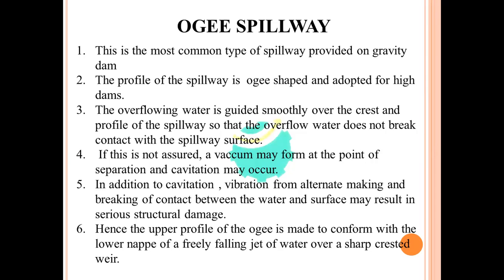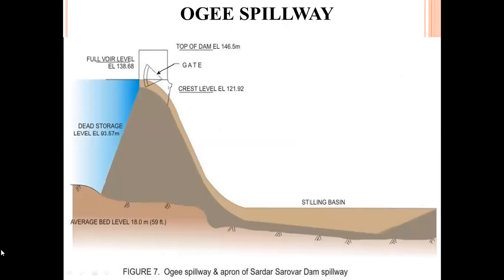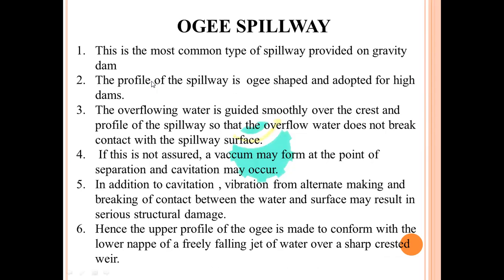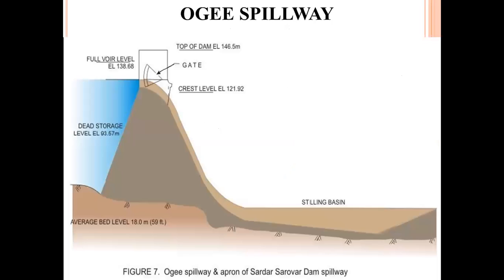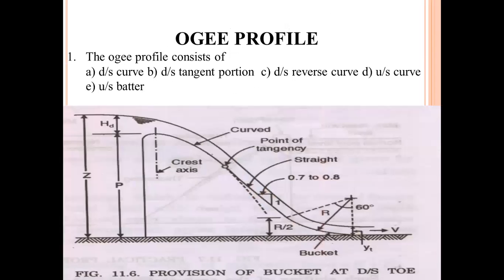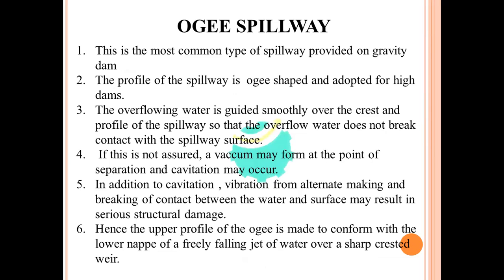This is the top of the spillway, so it should compulsorily be smooth in nature. It should be provided smoothly so that the overflow water does not break away from the spillway. What will happen if it breaks? The water touches the downstream wall and it may fail. So the Ogee spillway's top crest should be very smooth.